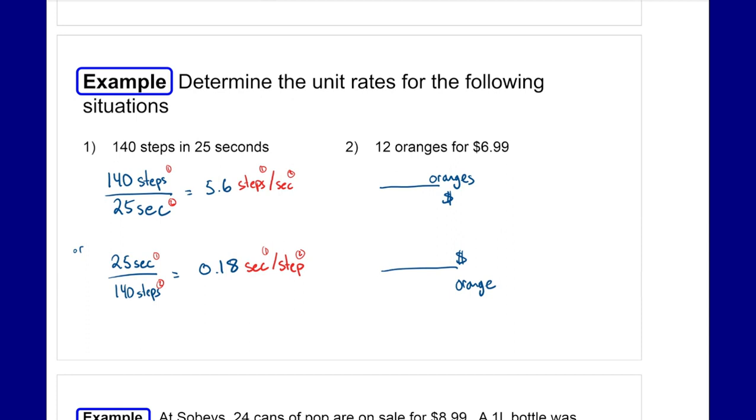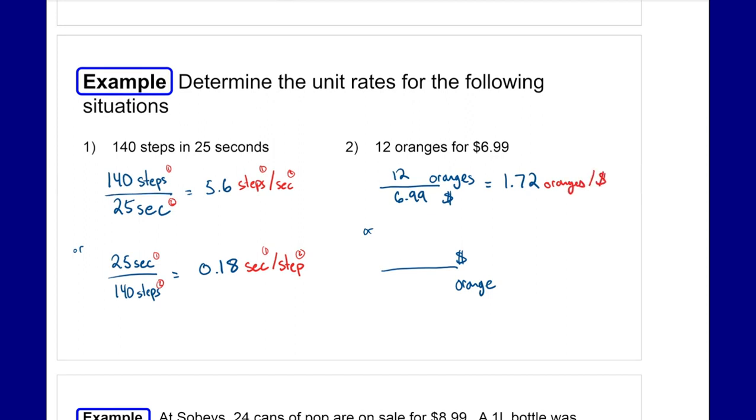Again, either one would be correct if you set it up properly. It just depends on what you're more interested in, or which one makes more sense to you. So we can go through and do both. So 12 oranges divided by $6.99, so 12 divided by $6.99 equals 1.72. We're going to keep 2 decimal places because of money.